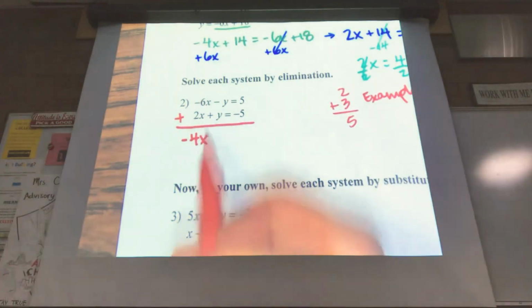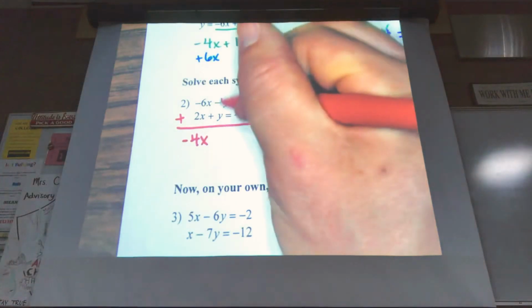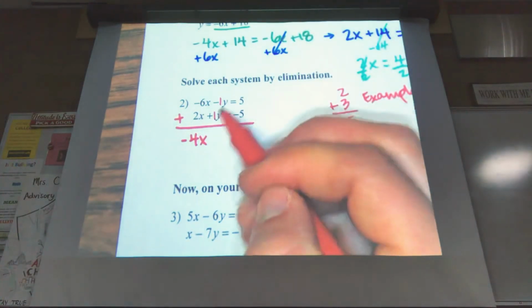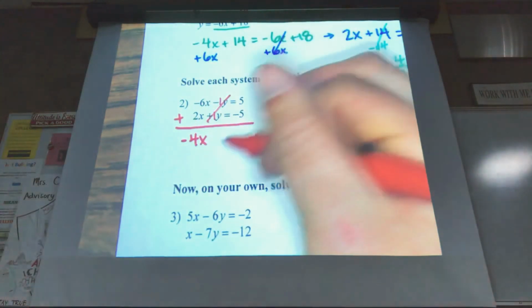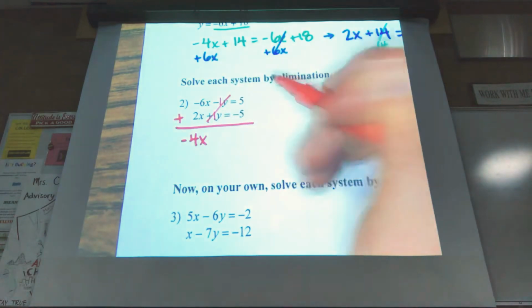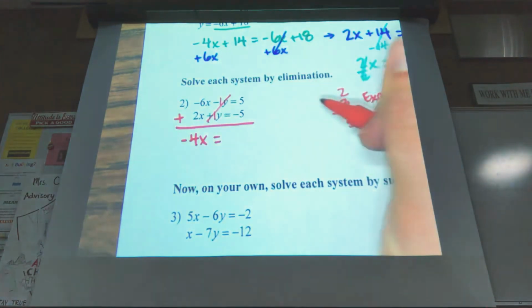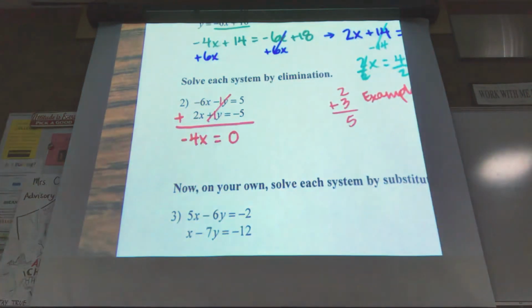Okay, so we know that x didn't cancel or eliminate because it didn't make it 0. We're trying to make one of them 0. Okay, but let's look at our y's. Negative 1, we know an invisible 1, plus 1. Negative 1 plus 1 is 0. Those guys did just eliminate. There's no need to write any y's because those became 0. They canceled each other out. Okay, so just write your equal sign. 5 minus 5 also equals 0.